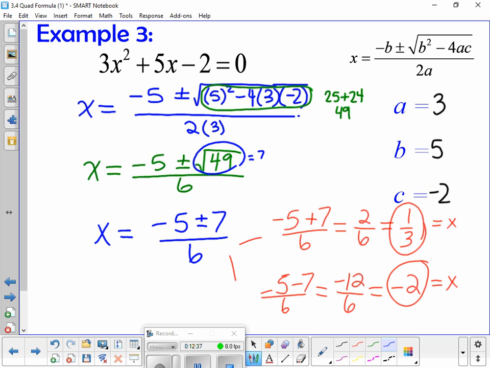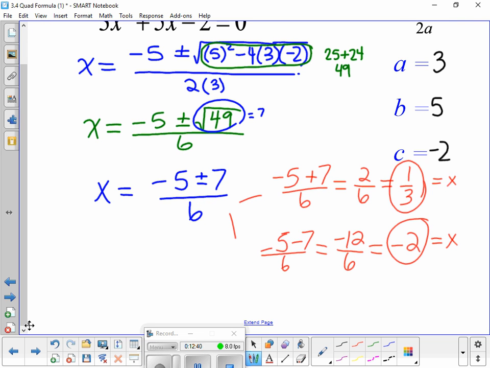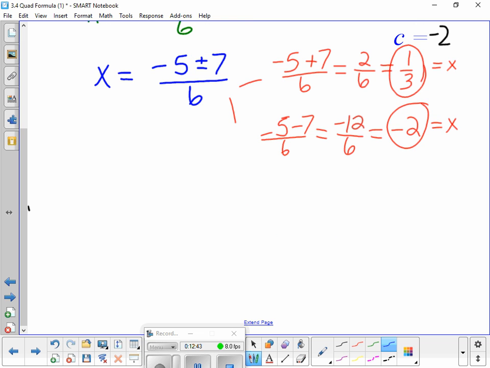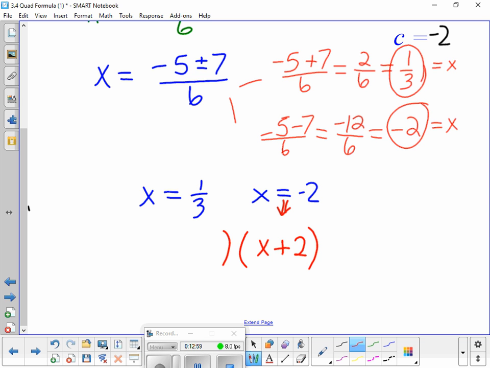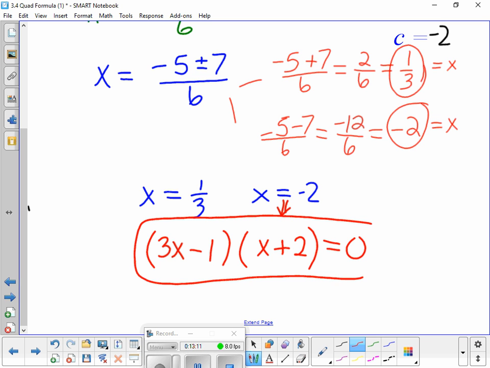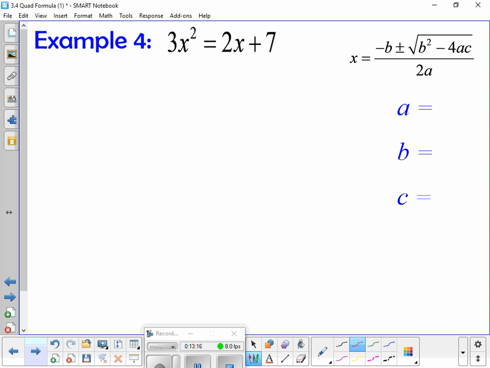A second ago I said that if we get an answer like this, what it means is that we could have factored the polynomial. So if my solutions are 1/3 and negative 2, guess what my factors would have been? The factor that goes with negative 2 is an x plus 2. The factor that goes with x equals 1/3, well, that's going to be a 3x minus 1. So this is what our equation would have looked like if we had factored it, and then we could have gotten the answers from the two factors.